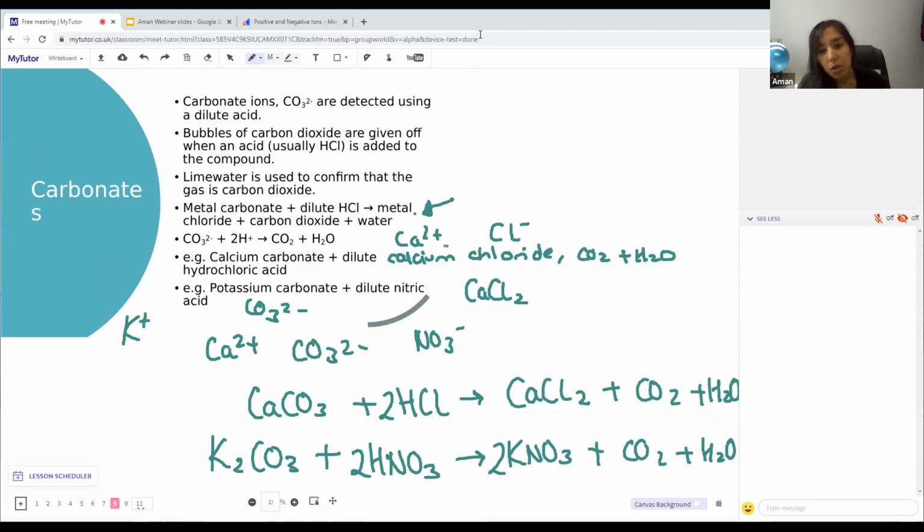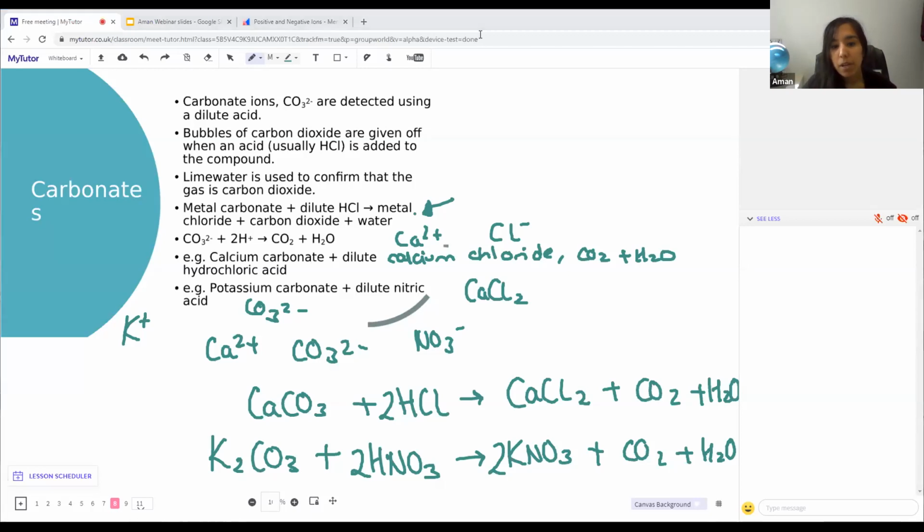Someone's asking, do we need to know that off by heart? So you do need to know the common acids. We covered neutralization reactions a couple of weeks ago, and we went through all the common acids. So the main acids you need to know about are hydrochloric acid, sulfuric acid, nitric acid, and ammonia and carbonic acid.